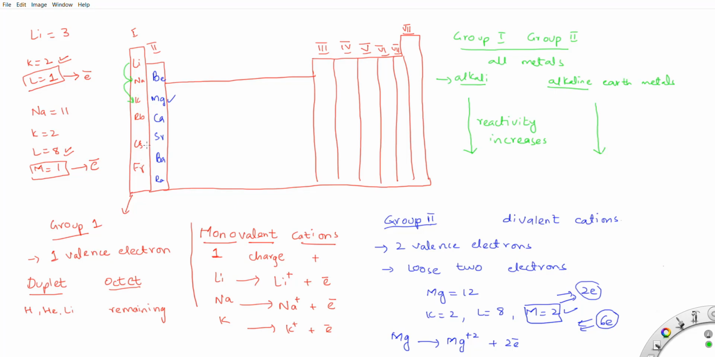Same goes for beryllium and magnesium. If we are comparing calcium, let's say, with magnesium, which one of these two would be more reactive? So the answer is calcium would be more reactive as compared to magnesium. So this is one of the scenarios.